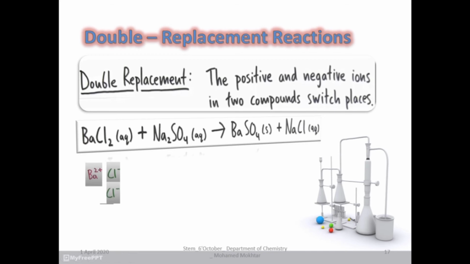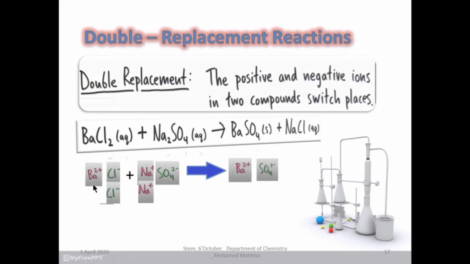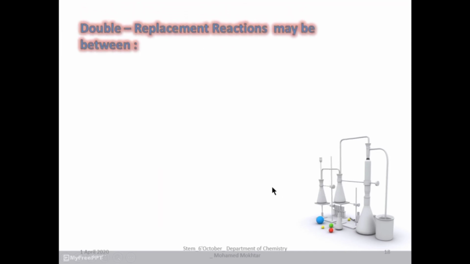To explain this reaction, I analyze these compounds. We can see that Ba is with Cl, and Na2 is with SO4. Ba replaces the Na, and Na replaces the Ba. These are some examples.